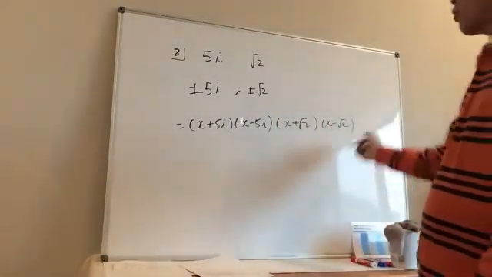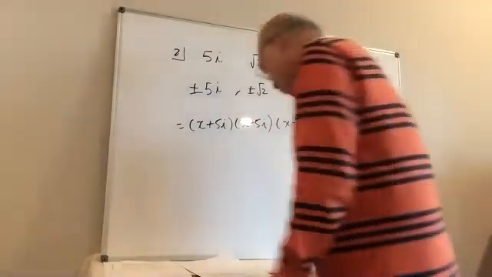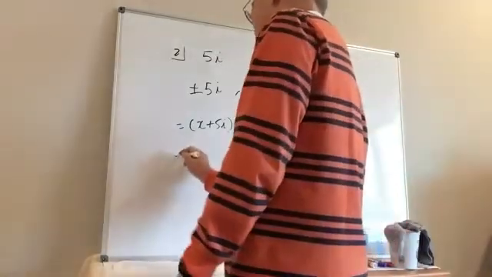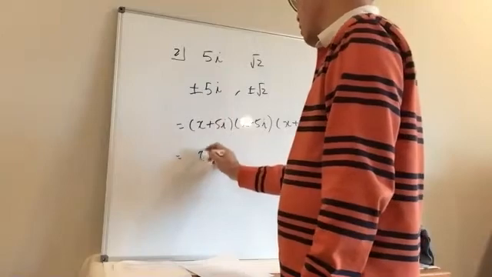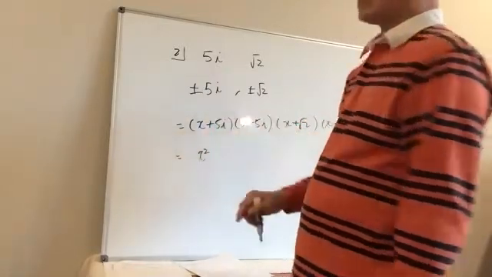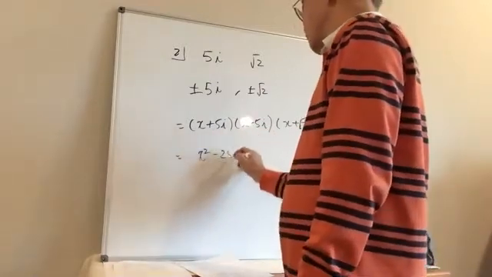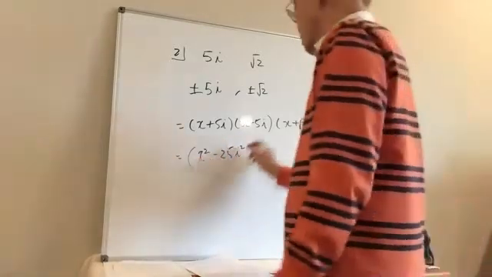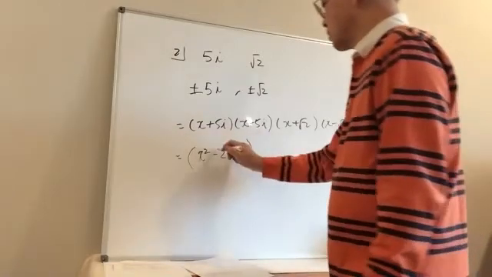So this, I have to write this out in standard form, right? I have to write this out in standard form. Okay, and so if I do this out, what do I get? I get x squared plus 5ix minus 5ix. So those will cancel out. 5i times 5i, so I get minus 25i squared, where i squared is -1. So this becomes plus 25.